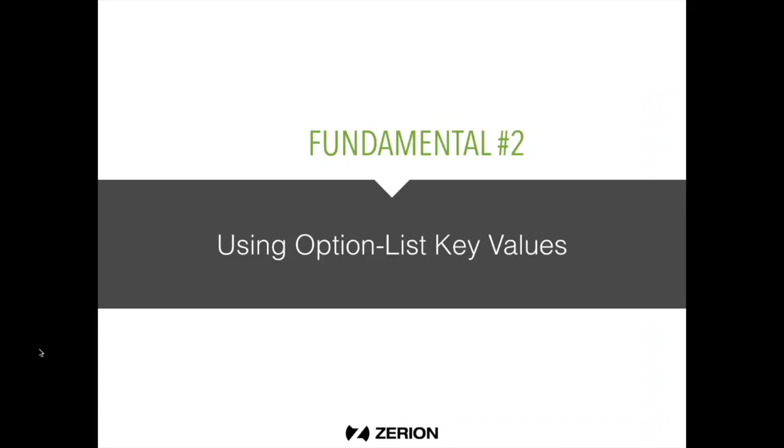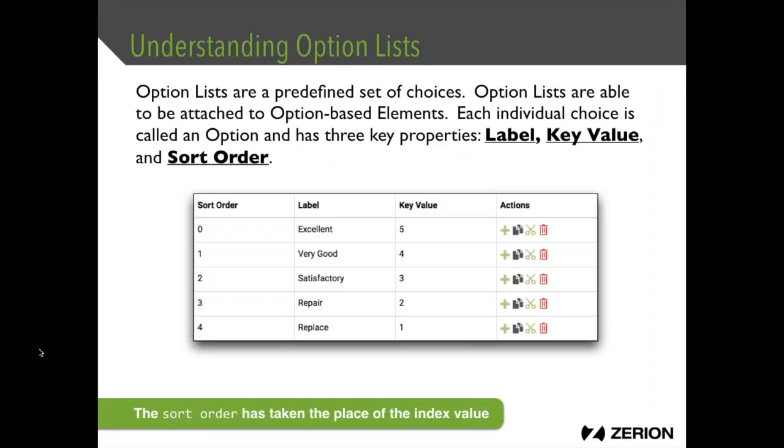So our second fundamental is going to be using option list key values. And I talked about option lists a little bit as I went through the different element categories, but I'll expand on that a little bit more. So as I said earlier, an option list is a predefined set of choices. You can think of each choice as being an option. And once you've defined an option list, it's then attached to option-based elements that we went over.